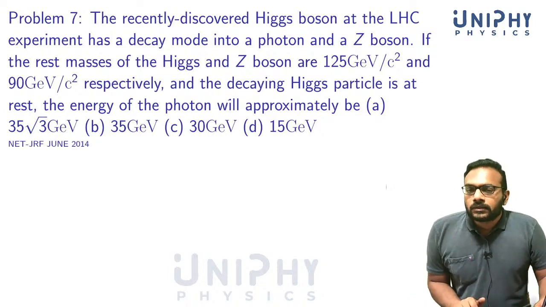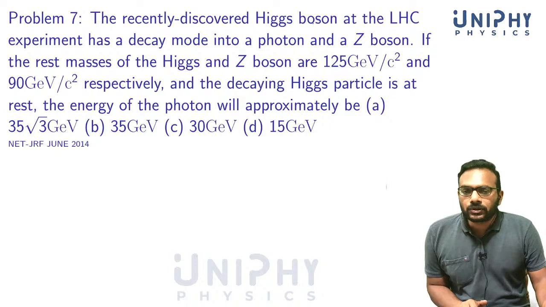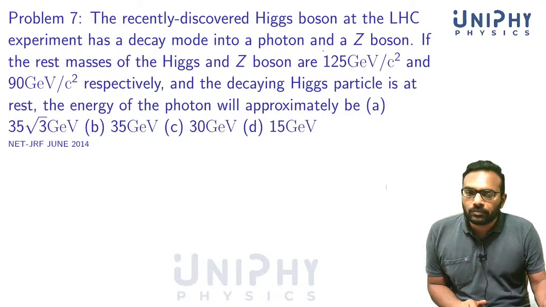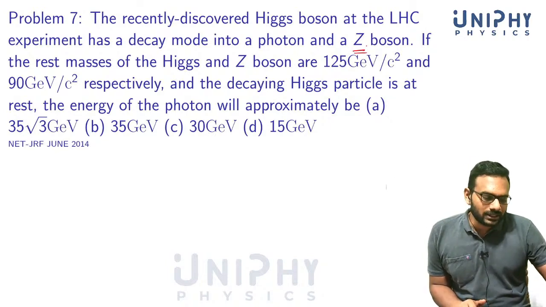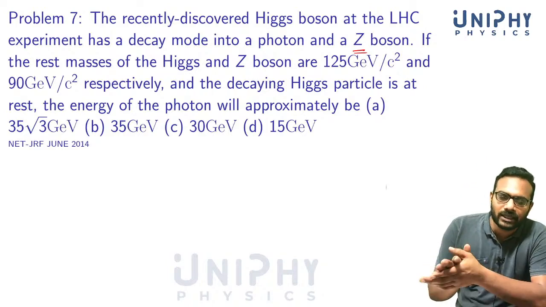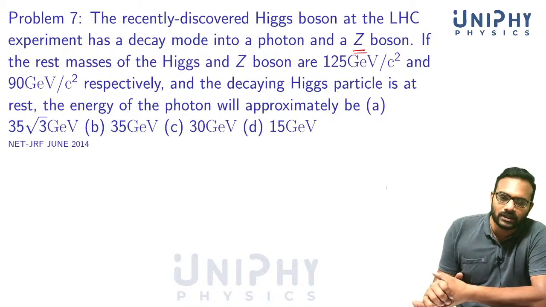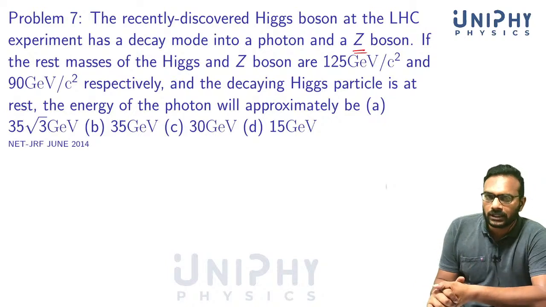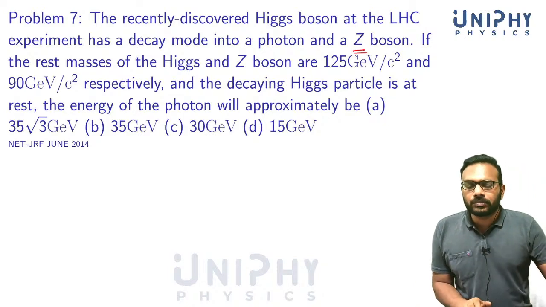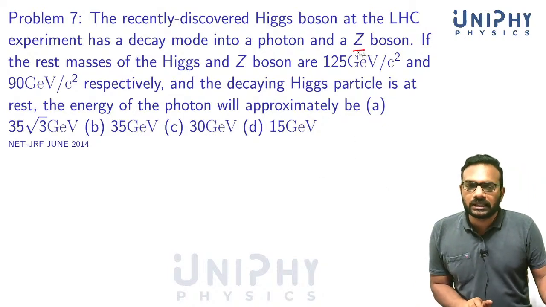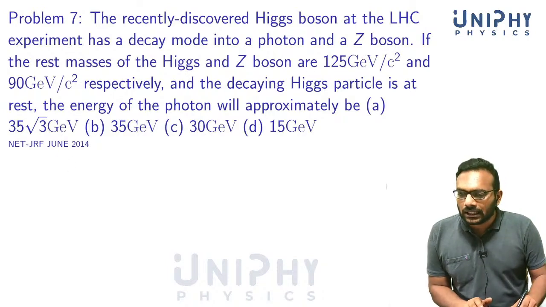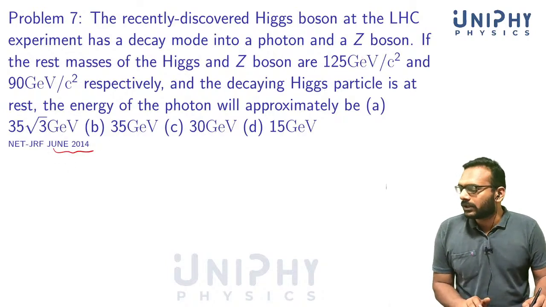Okay, so the recently discovered Higgs boson at the LHC experiment has a decay mode into a photon and a Z boson, right? This question was asked in the classical mechanics part because it's a problem that you can solve using the special theory of relativity. This was asked in June 2014.